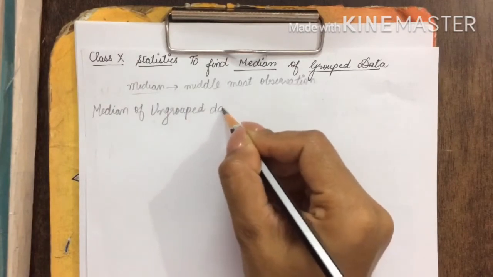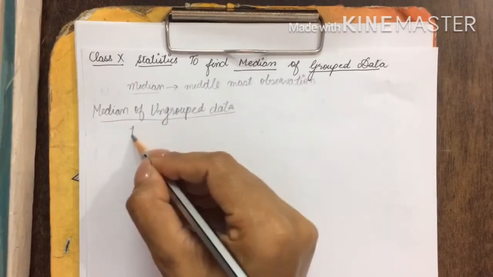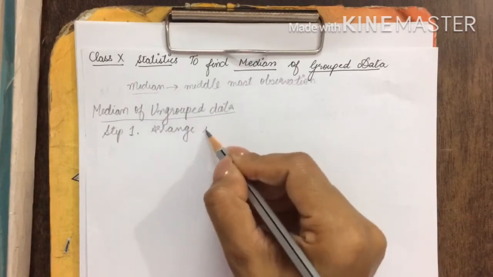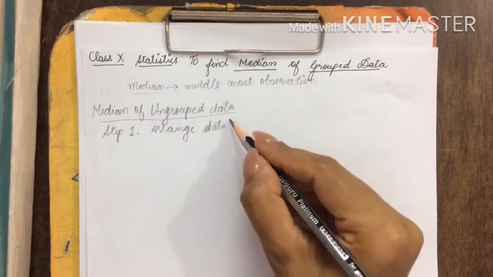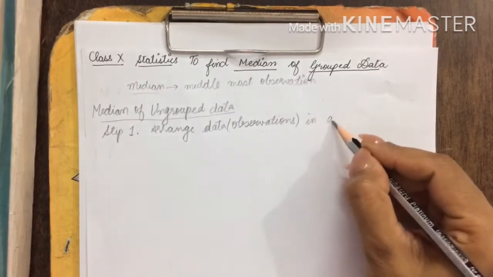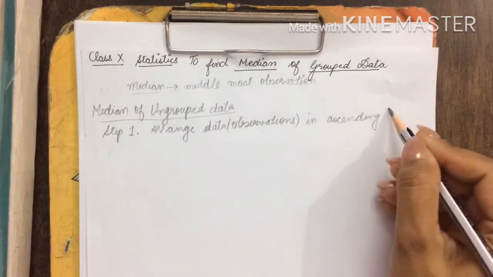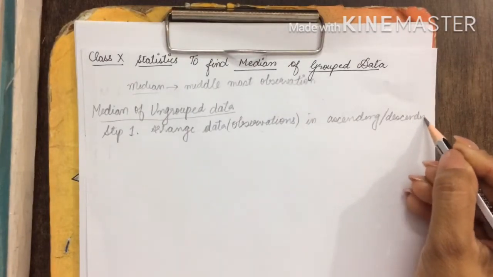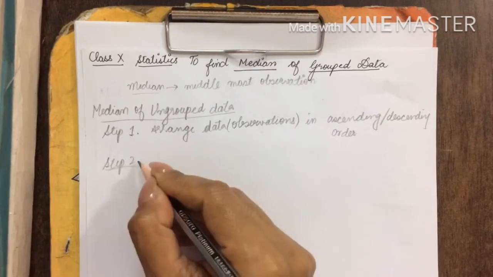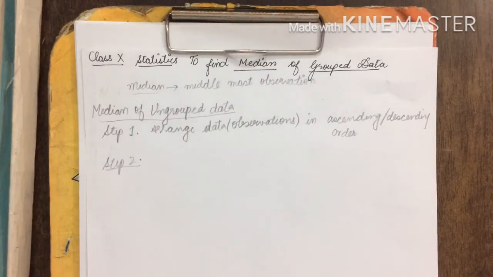To calculate the median of ungrouped data, the first thing that I wanted was to arrange my data in ascending or descending order. You arrange the data, that is your observations, in ascending or in descending order. Then step number 2 was to calculate the median, actually the middlemost observation. But to do that, my formula depended on the number of observations.